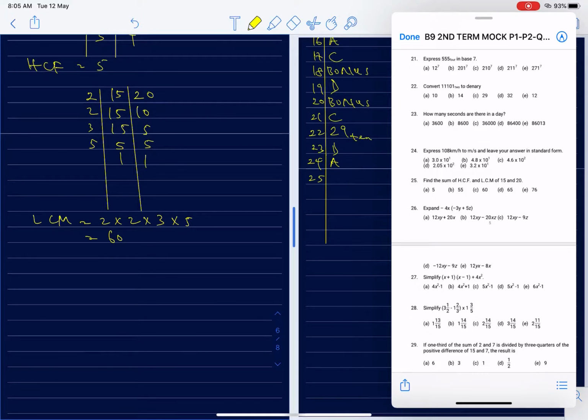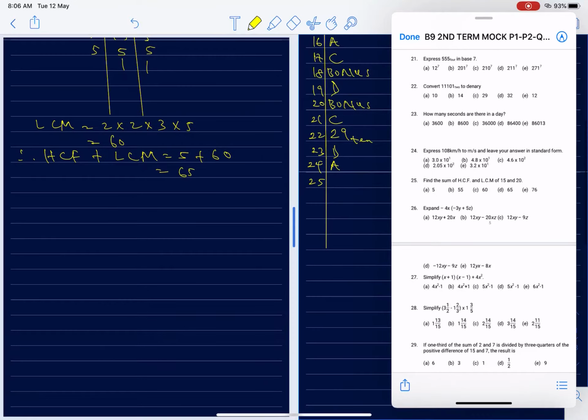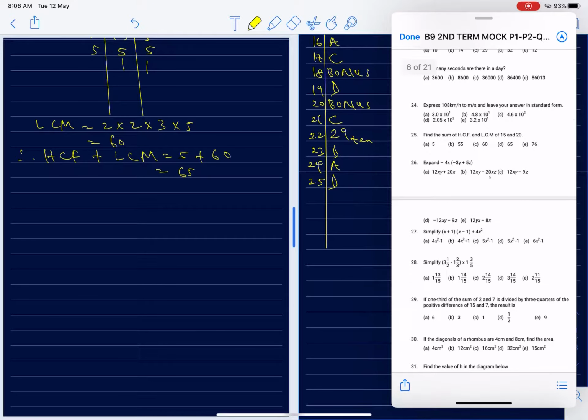And we're asked to find the sum. So you can say therefore HCF plus LCM equals 5 plus 60, which is 65. And the answer is D. Down to 26.